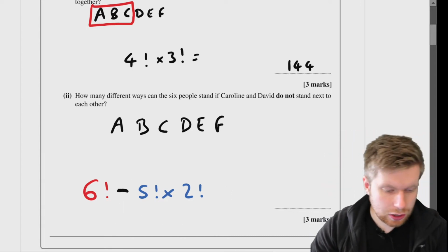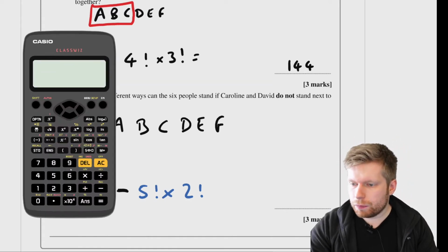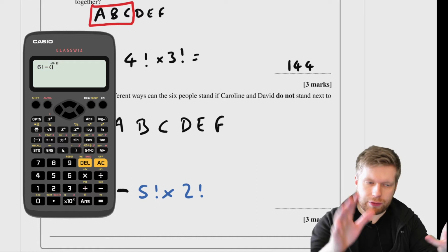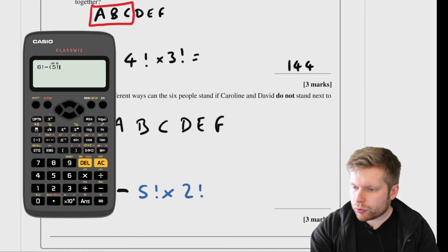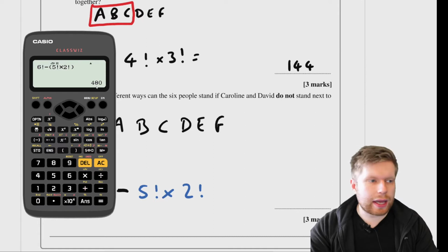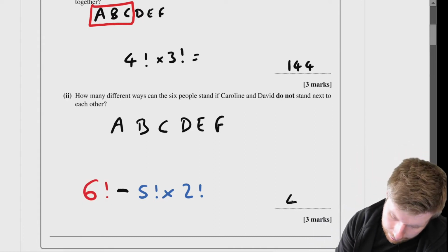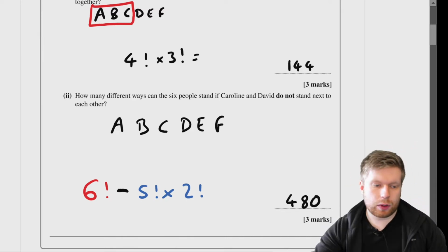So in other words, if I stick this into my calculator, I'll clear it first of all. I'm going to have to do 6 factorial minus, and I'll put this in a bracket just to be safe. I don't actually need to put it in a bracket, but I will do just to show you it's separate. So 5 factorial times 2 factorial. And I'll put that in a bracket as well. Hit enter, and I get myself 480. So there's 480 ways of arranging the line such that Caroline and David do not stand together. Okay?